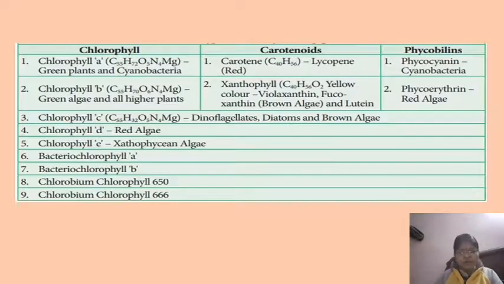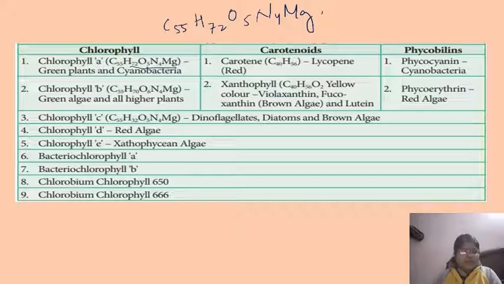Now here I have jotted down this table, which will be really helpful for your MCQ type of questions, where you have to memorize a few things, like the formula. It shows the formula of your chlorophyll A molecule, which is mostly asked: C55 H72 O5 N4 Mg.